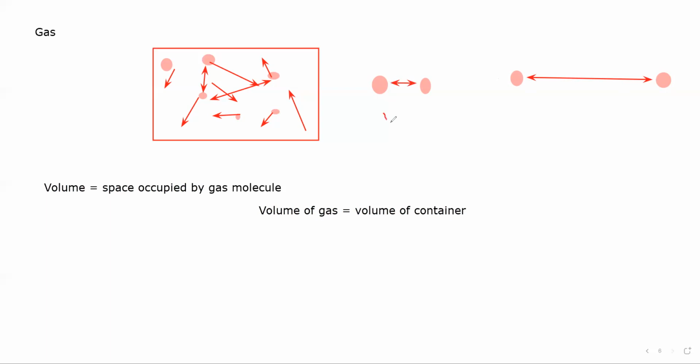So if we say volume decreases, the intermolecular space will decrease. And when we say the volume increases, it means the intermolecular space, or the distance between the gas molecules, increases. The second thing, we define pressure. What is the meaning of pressure?